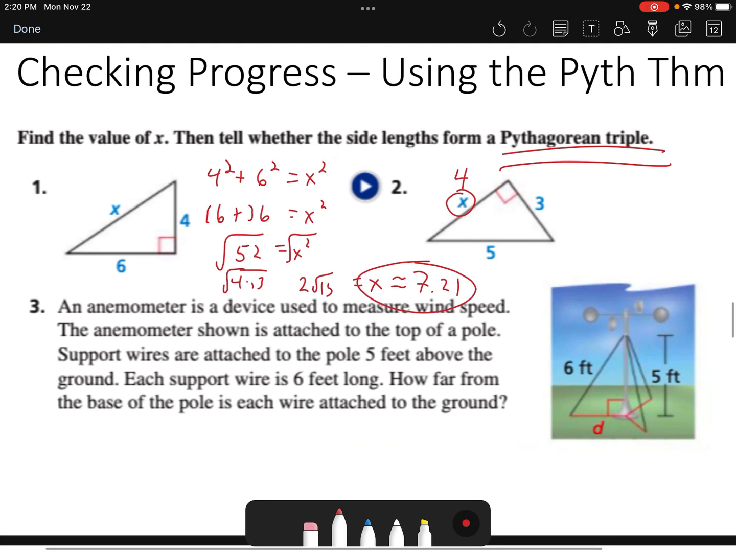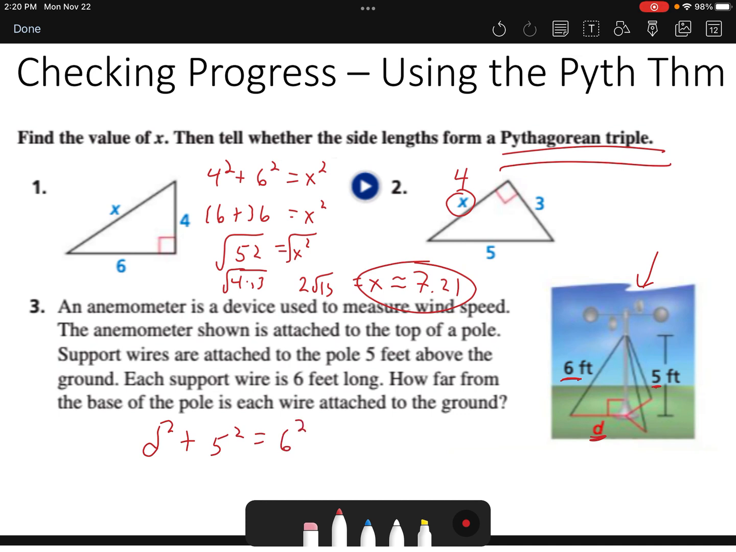Number 3, an anemometer is a device used to measure wind speed. And you've seen these before, especially at airports, especially small airports. It's on top of a pole, and we have support wires that are attached to the pole 5 feet above the ground, and each support wire is 6 feet long. Well, 5, 6 is not a triple. The hypotenuse is 6, the leg is 5, we're supposed to find the other leg, which is d.